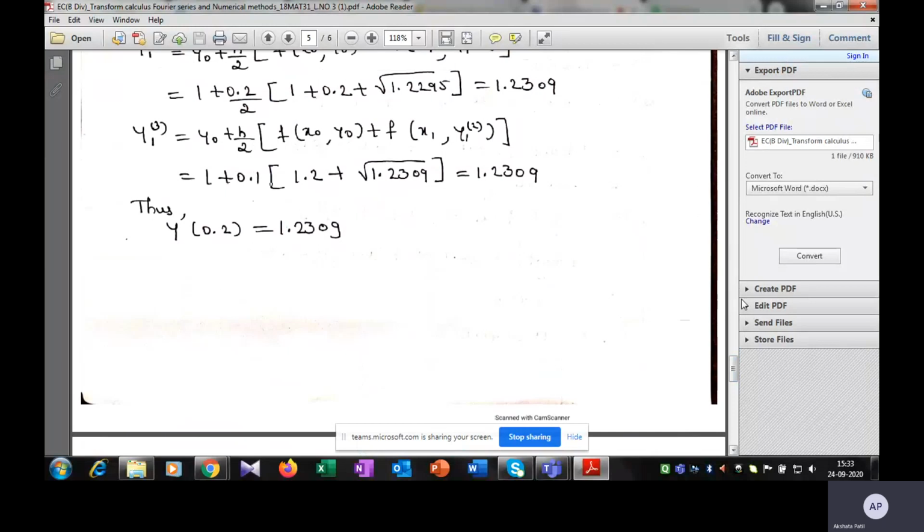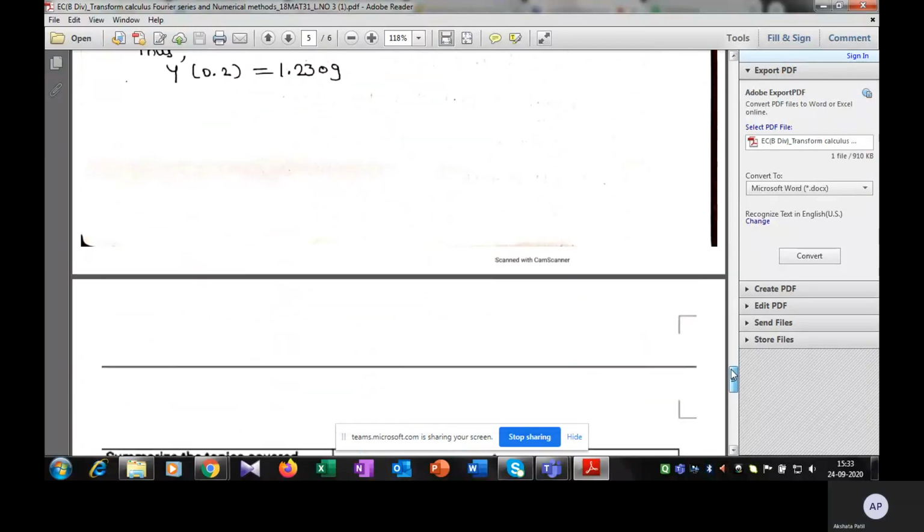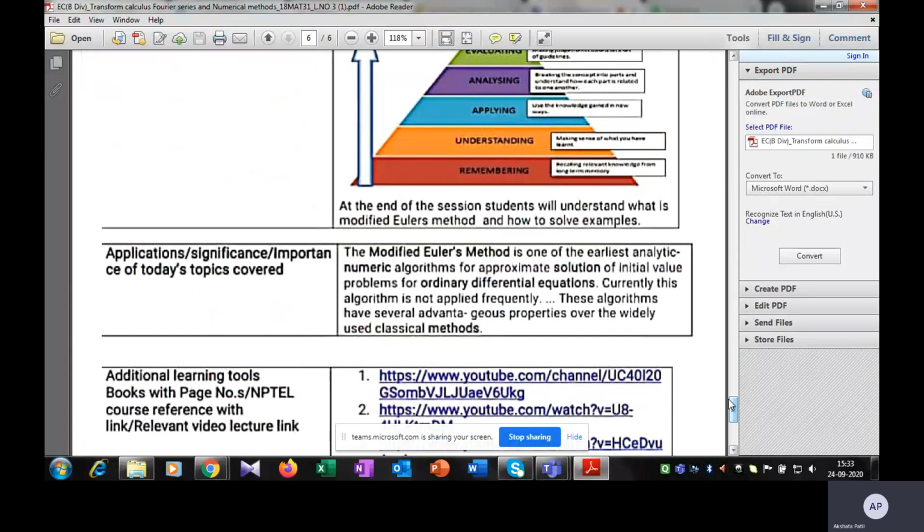At the end of the session, students will understand what modified Euler's method is and how to solve the examples. In application, we see the modified Euler's method is one of the earliest analytic numeric algorithms for approximate solutions of initial value problems for ordinary differential equations. Currently, this algorithm is not applied frequently. These algorithms have several advantageous properties over the widely used classical methods.